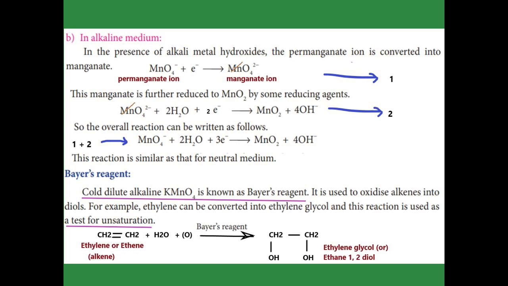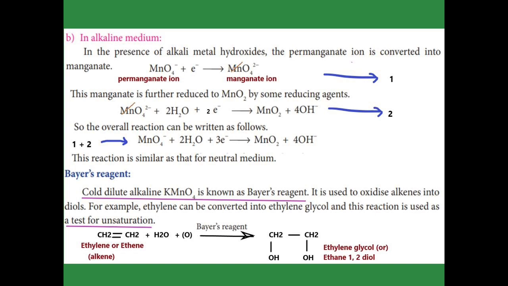The product in the first equation is the manganate ion, and the same manganate ion is present on the reactant side of the second equation, so they cancel each other. Adding both equations, we get MnO4-, 2 moles of water, and 1 electron from the first equation plus 2 electrons from the second, giving 3 electrons. On the product side we get manganese dioxide along with 4 OH-. This reaction is similar to the one we get in the neutral medium.